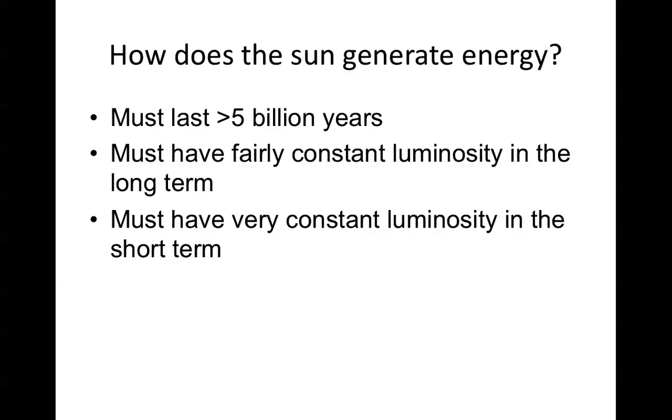Based on the fossil record, we know that the luminosity of the sun must have been fairly constant over time because the temperature of the Earth's surface, while it varies, does not vary by an enormous amount. And in the short term, the luminosity must be very constant because we can measure over a period of 20 or 30 years, and the output from the sun changes very, very little over that amount of time. So how does the sun manage to accomplish this?